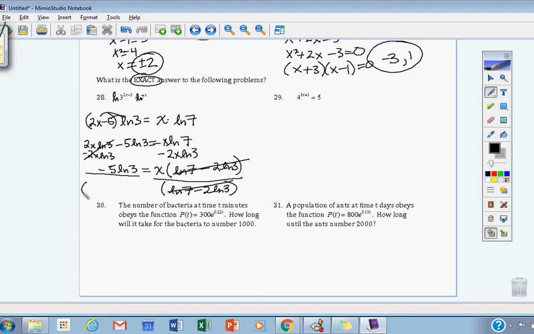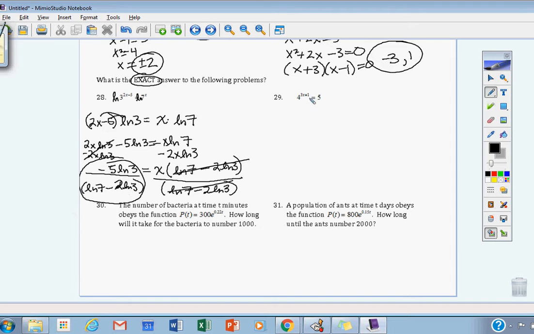And then this would be our exact answer to this problem right there. Okay, so you can go ahead and throw that on your calculator, get the decimal answer as well. Practice that, but that's the exact answer.